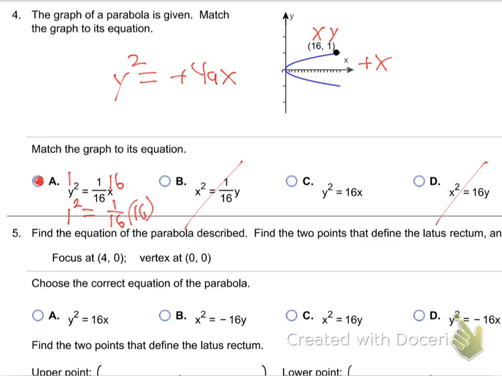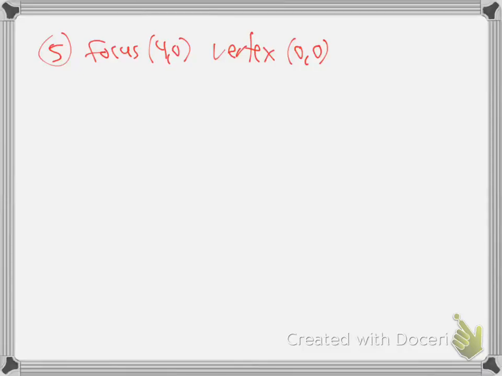All right, let's try number 5. Focus (4, 0), vertex (0, 0). So vertex is center. That's the word they use for center. They're telling me a focus and a vertex, and they want me to come up with the equation from there.